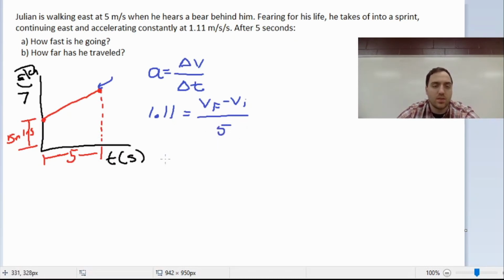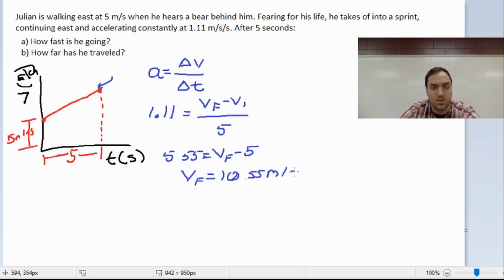Move the 5 to the other side, I get 5.55 equals V final minus 5, because that is my initial starting point right here. Move that to the other side. We get V final equals 10.55 meters per second. So at the end of this, Julian's going 10.55 meters per second.